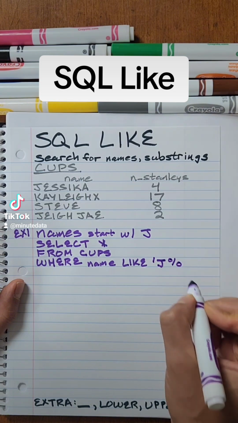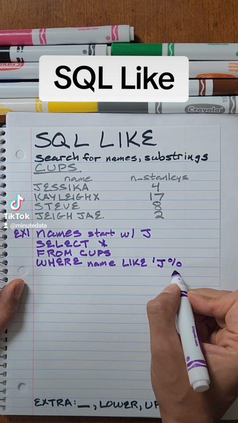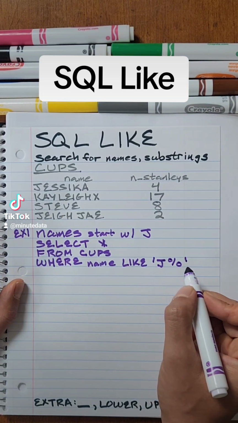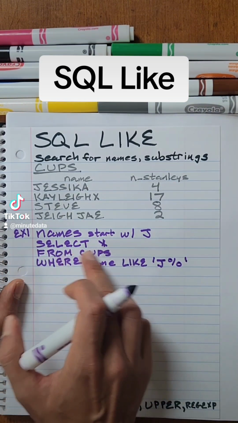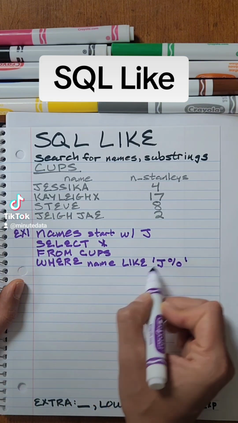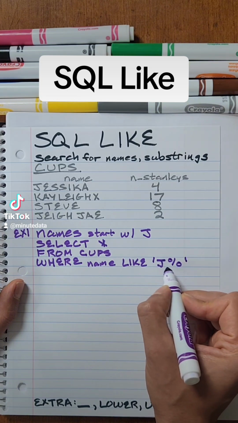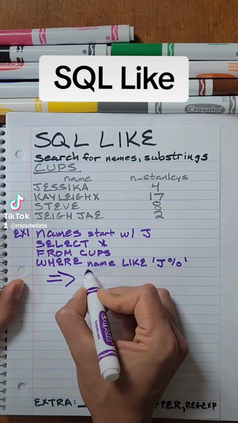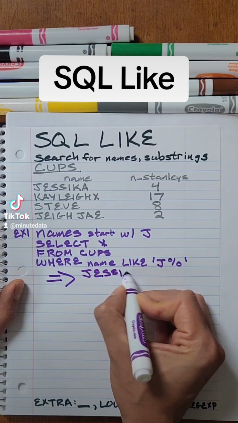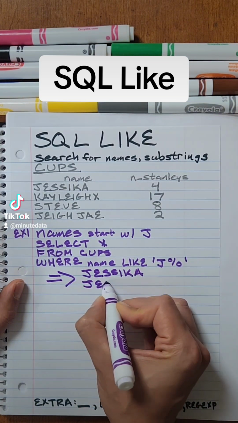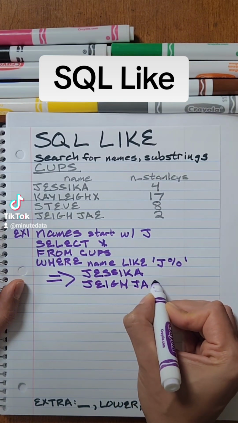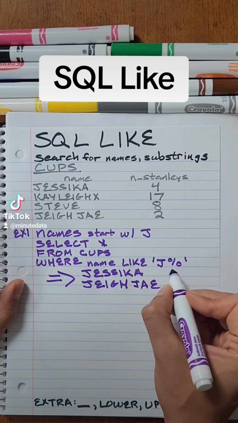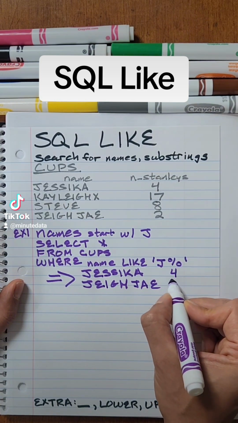So what we have is this percent sign, which means 0, 1, or more characters follow a J. And this percent sign, we can also call it a wildcard. So again, we're selecting everything from cups, and we're restricting it to names that are like something that starts with a J and has 0, 1, or more things after that first letter. So what does this return? This should return Jessica as well as JJ, since both those names start with a J and they have anything after. And we're returning everything, so we have Jessica with 4 Stanleys and we have JJ with his 2 Stanleys.